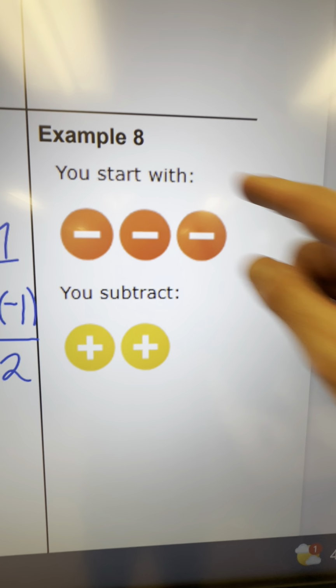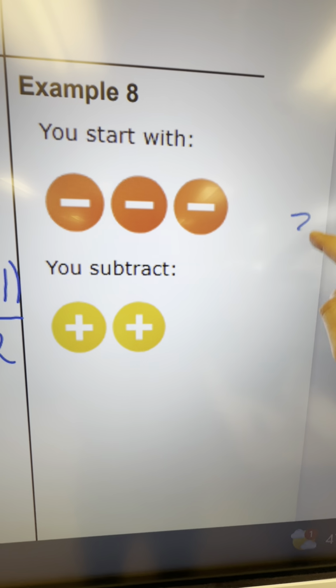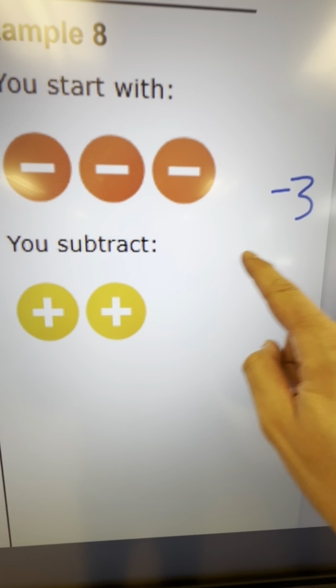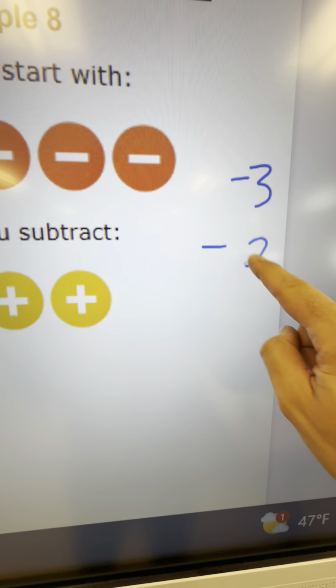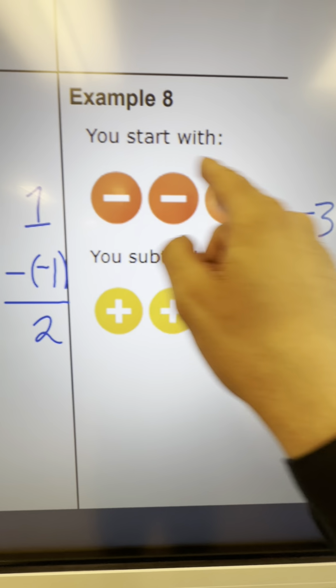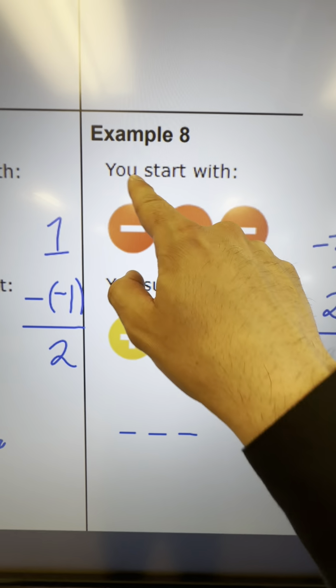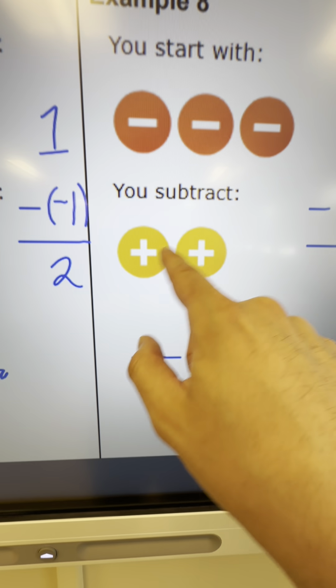And then in my last example, you're starting off with 3 negatives. So 1, 2, 3 negatives, negative 3. We're subtracting 2 positives. So for this, I'm going to do the work on the side. So just below it, 3 negatives, right? Start with 3 negatives, and they want you to take away 2 positives.